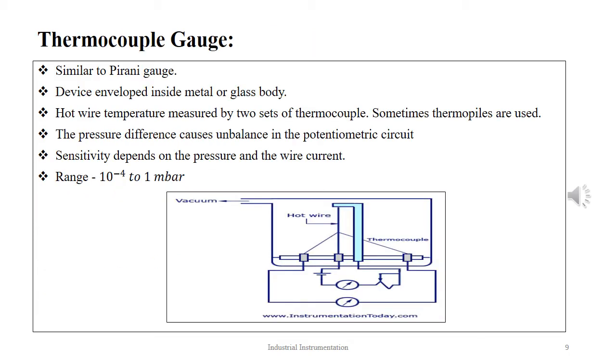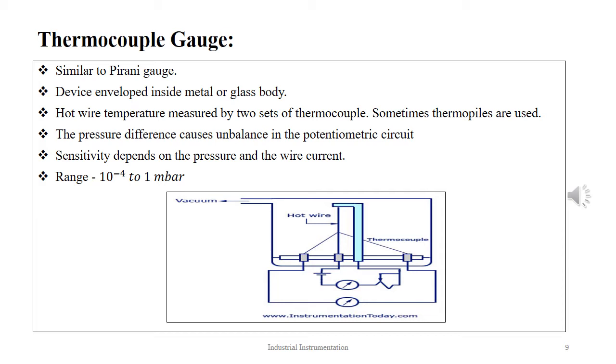The thermocouple gauge is similar in operation to the Pirani gauge. The difference here is, however, the temperature of the hot wire is directly measured by using thermocouples. The device is enveloped inside a metal or a glass body. These gauges are capable of measuring very low pressure in the range of 10 raised to minus 4 millibar to 1 millibar. Here, a thermocouple is used to measure the temperature of the hot wire.